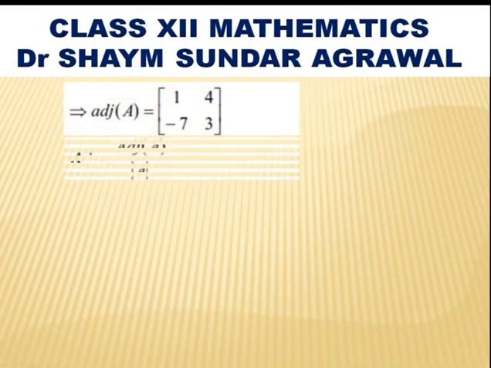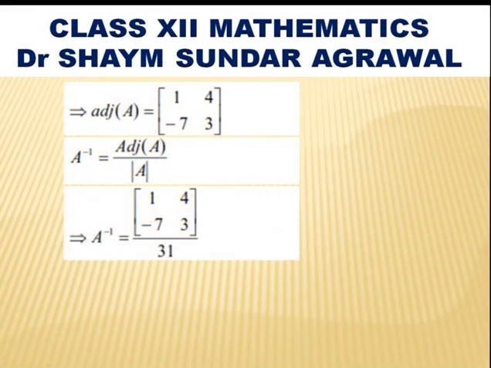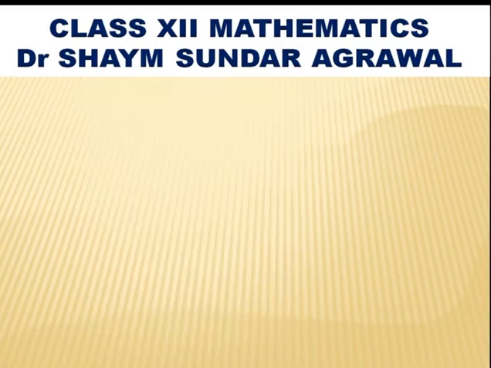Now the inverse of A is equal to the adjoint divided by the determinant, that is the matrix 1 4 minus 7 3 divided by the determinant, which is 31. So A inverse is 1 by 31, 4 by 31, minus 7 by 31, 3 by 31. A 2 cross 2 matrix with 4 different elements.